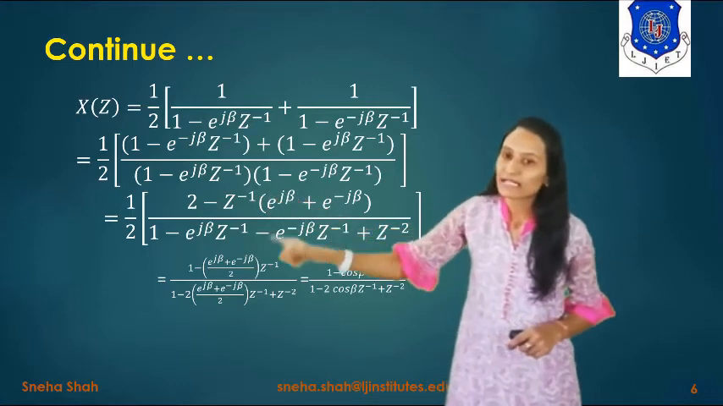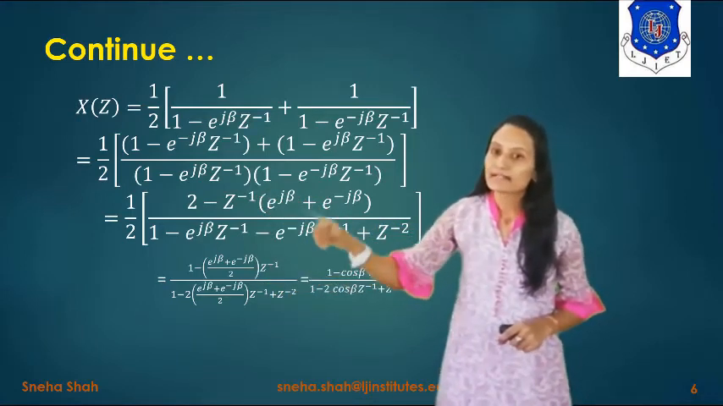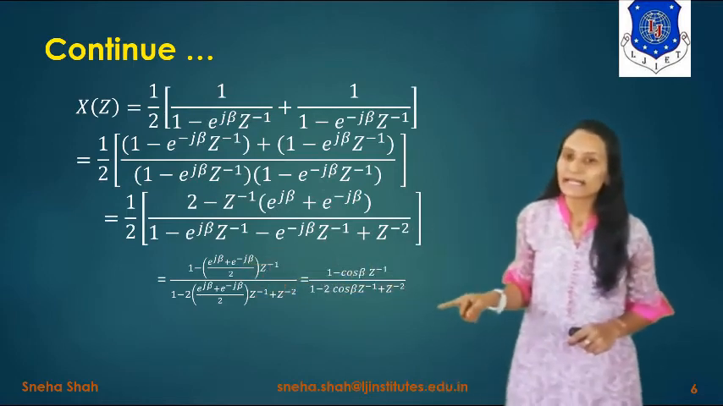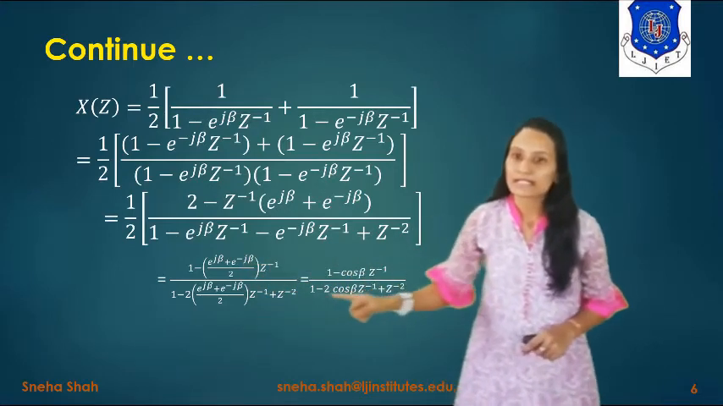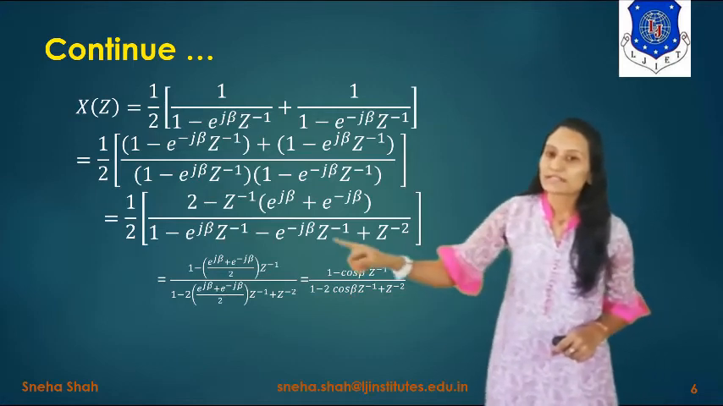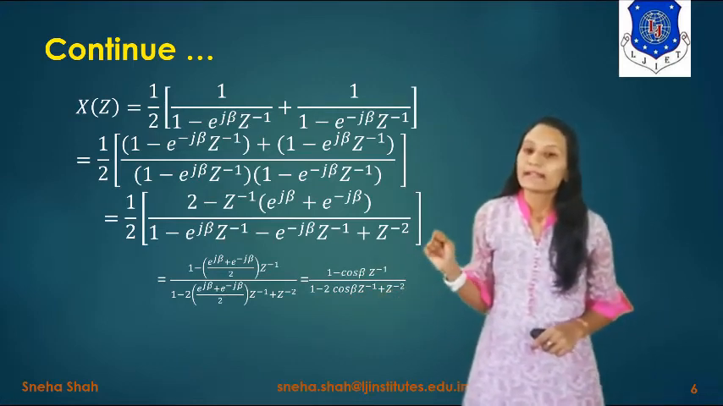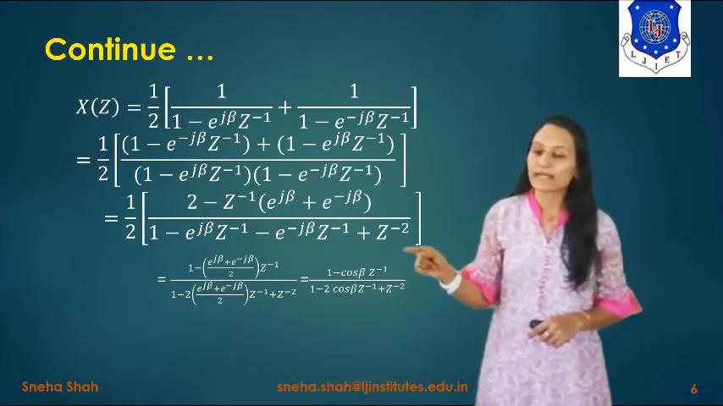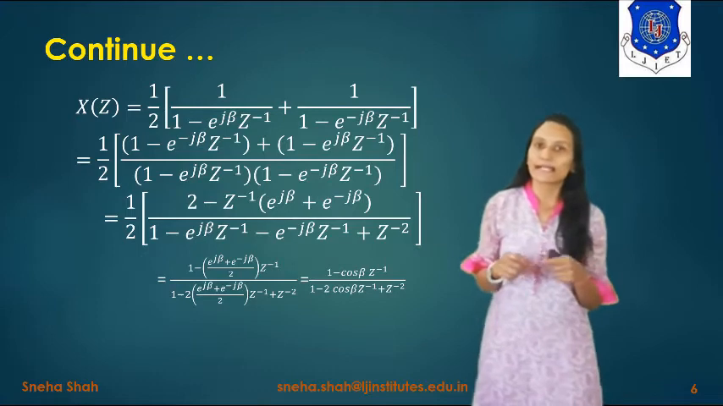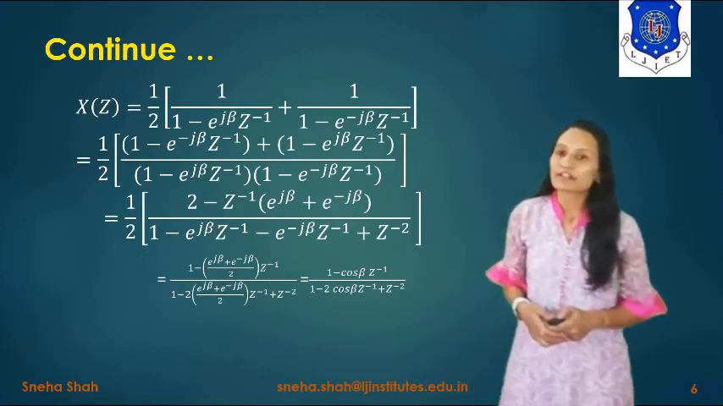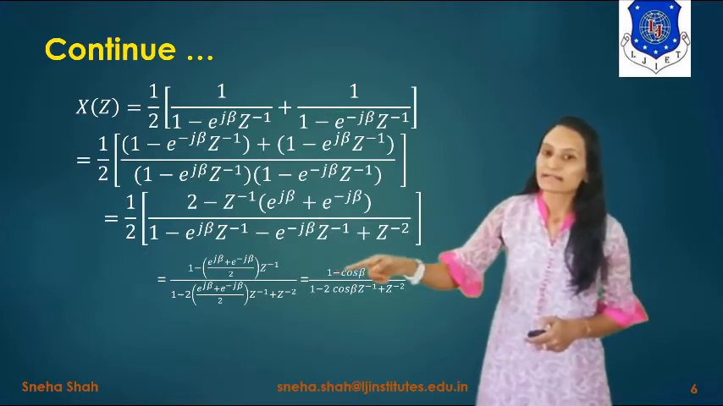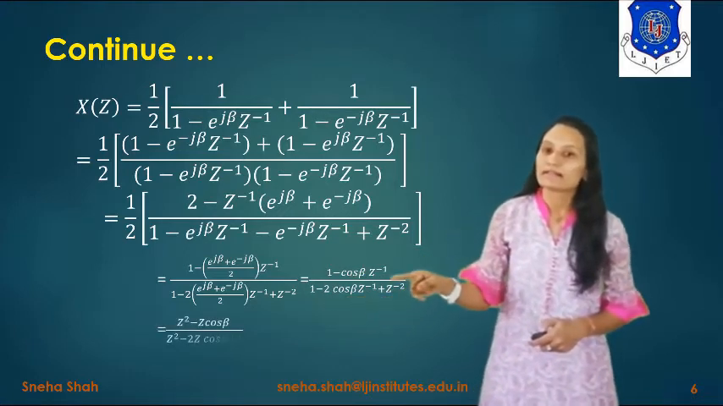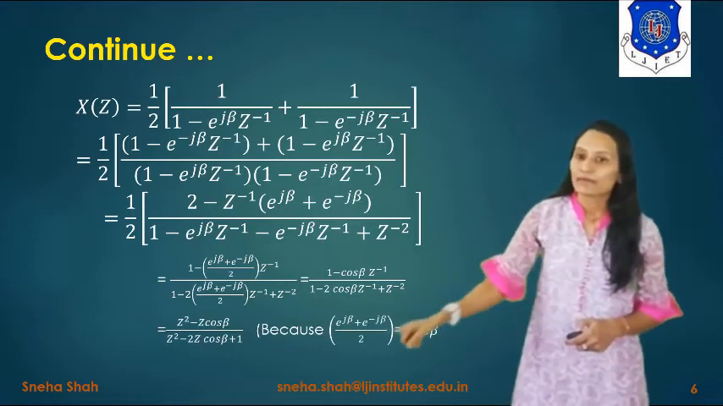Now this 2 will be divided over here. So the first term will convert into 1 minus the second term, which will convert in this format. This term indicates cos beta n, and the term below is also cos beta n. So this one is the final term. Now we have to simplify this term: z raised to minus 1 and z raised to minus 2 will convert in the form of z square and z. So what will be the solution? z into z minus cos beta divided by z square minus 2 z cos beta plus 1.